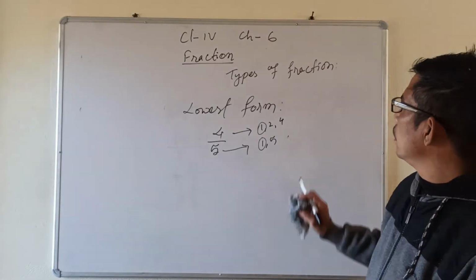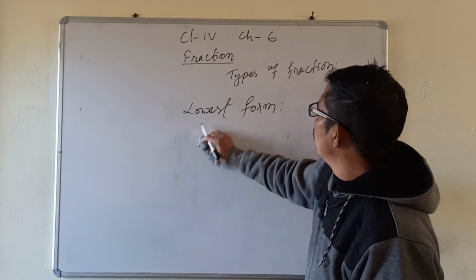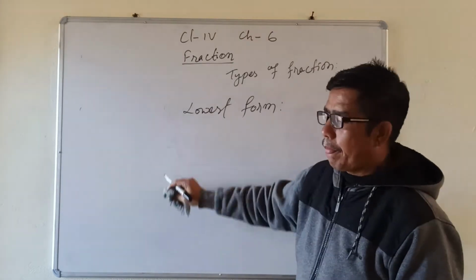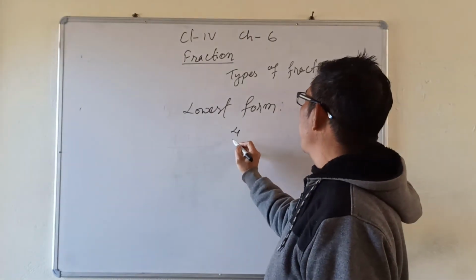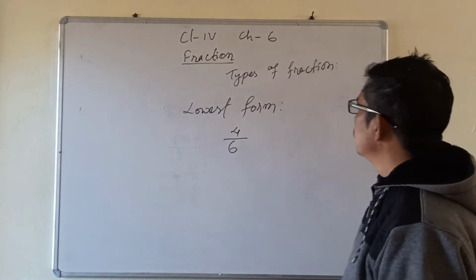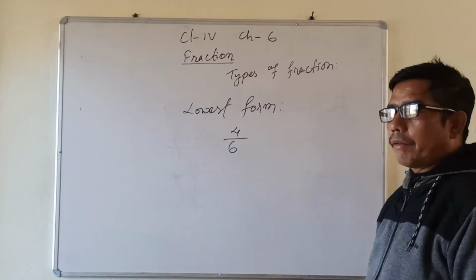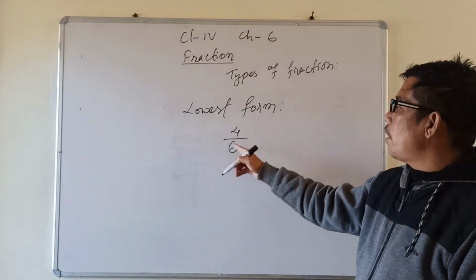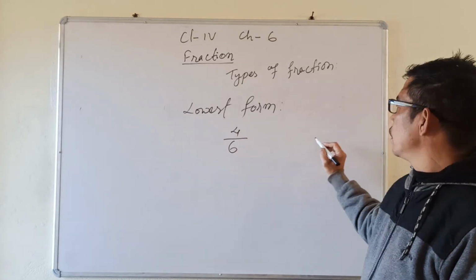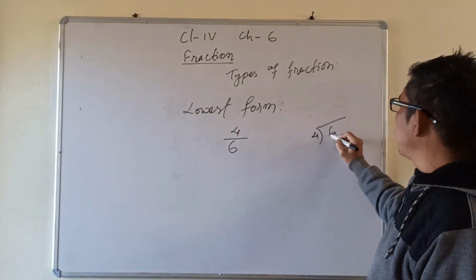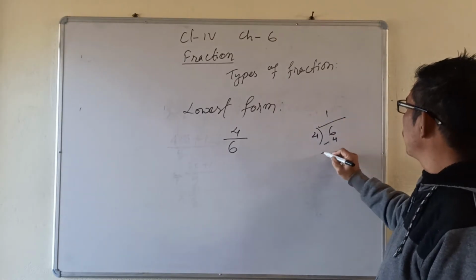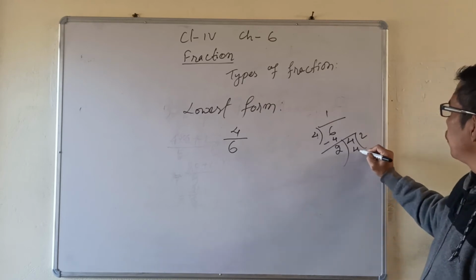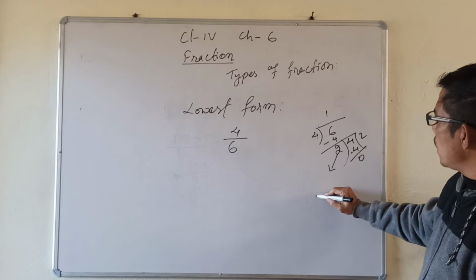Then how to change a fraction into the lowest term or lowest form? For example, 4 by 6. To change a fraction into the lowest form, you have to take the HCF of 4 and 6. So let's take the HCF of 4 and 6 by the division method. 4 1s are 4, 2. Then 2 2s are 4. So this is the HCF.